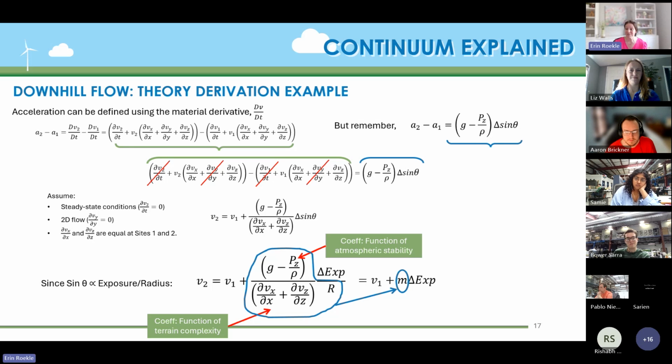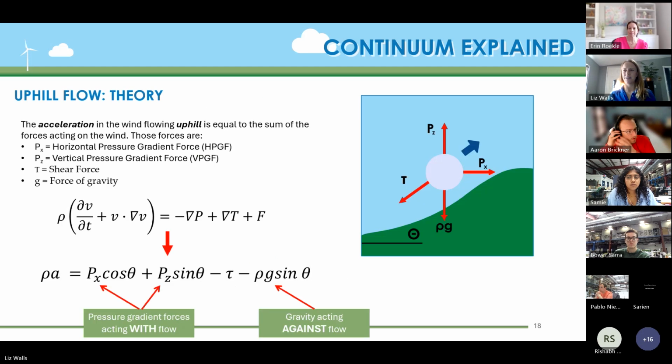So it makes it pretty elegant, really, the change of wind speed when you are looking specifically at downhill flow. It's just V2 is equal to V1 plus M multiplied by the change of terrain exposure between your two sites.